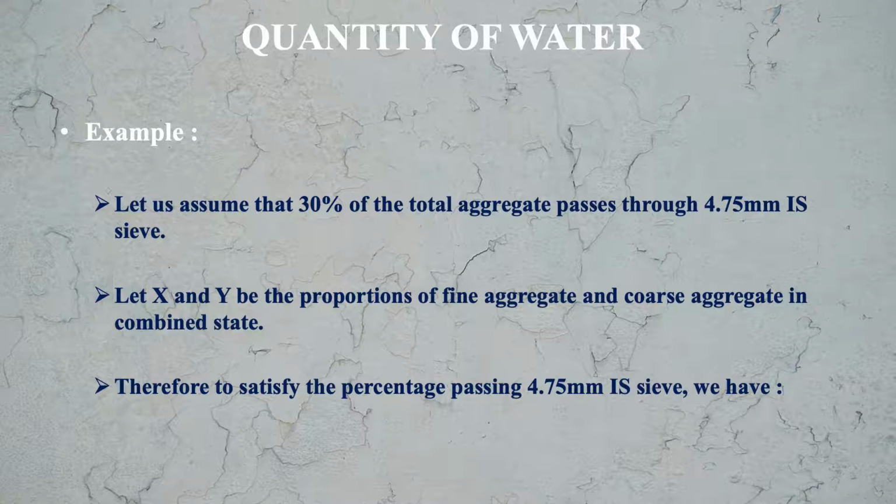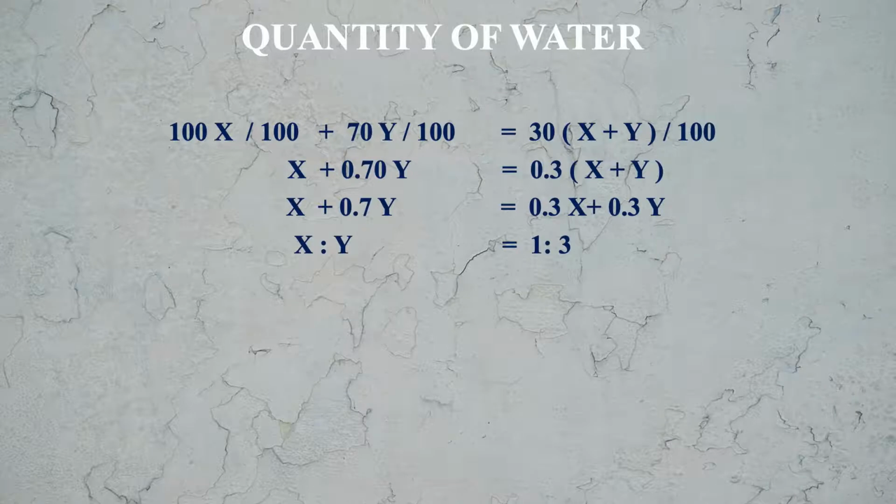Then, to satisfy the percentage passing 4.75 mm, we will do (100x + 70y)/100 = 30(x + y)/100. Here 100 by 100 means x only, and 70 by 100 means 0.7. So on the left hand side, x + 0.7y equals 30 by 100, which means 0.3, so 0.3(x + y). So x + 0.7y = 0.3x + 0.3y, and finally we get the ratio of x is to y equal to 1:3.